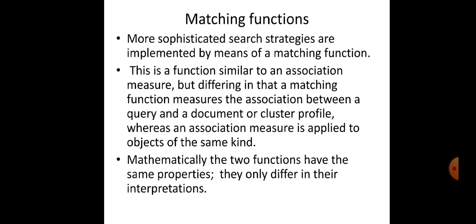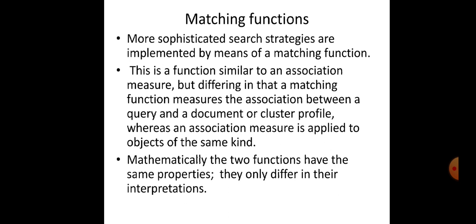This is a function that will find the similarity between a query and a document. It is similar to an association measure that we already discussed, but differs in that a matching function measures the association between a query and a document or a cluster profile. But the association measure is applied to objects of the same kind. The association measure is used to find the similarity among different documents. But here, matching functions find the similarity between a query and a document.